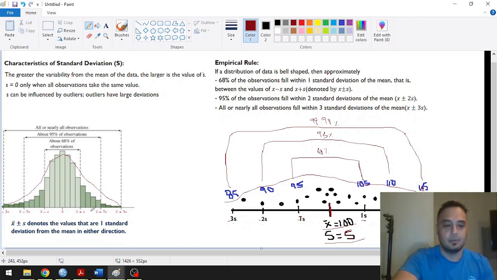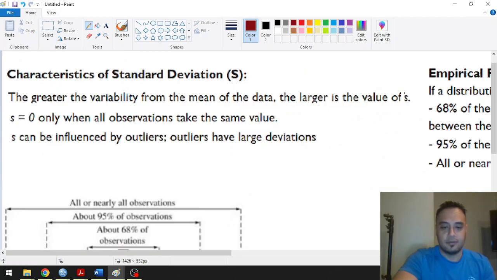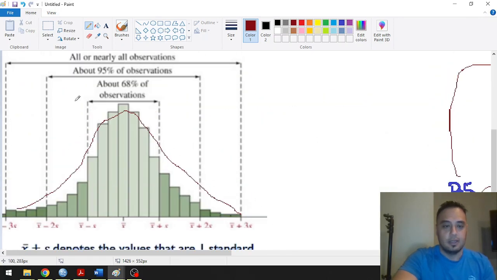And just lastly, remember that this is the chart. Again, 68% of observations fall within -1 and +1 standard deviation of difference from the average, 95% of observations fall within -2 standard deviations and +2 standard deviations, and 99.99% of your observations fall within -3 standard deviations and +3 standard deviations. And this is called the empirical rule.